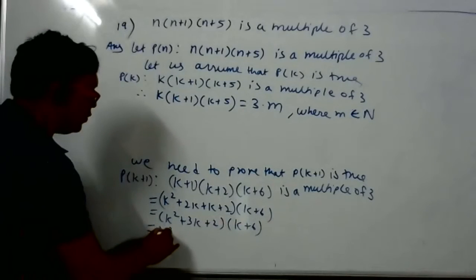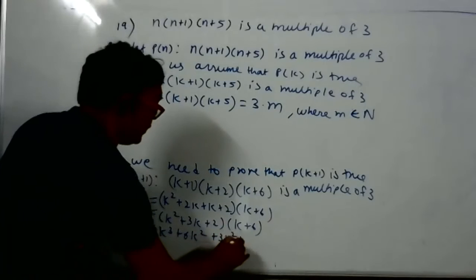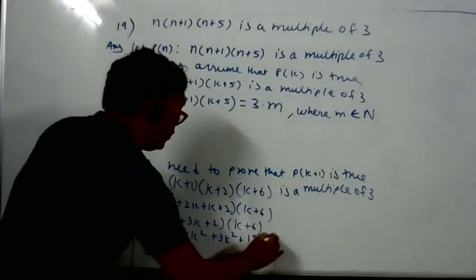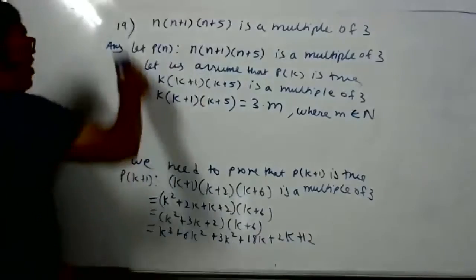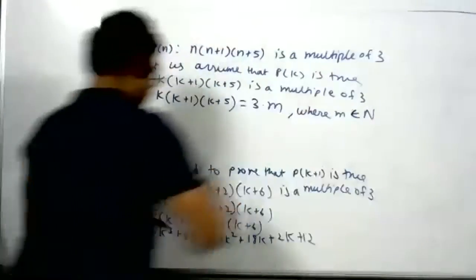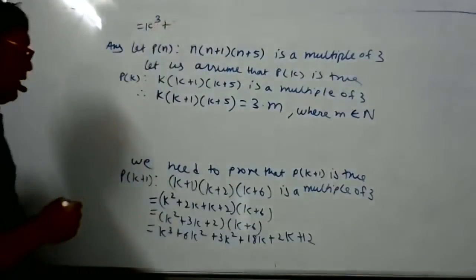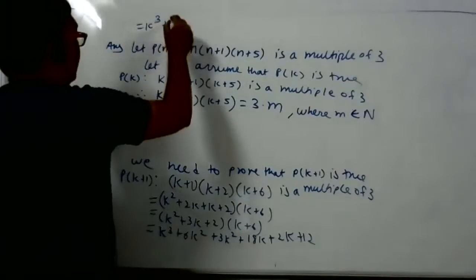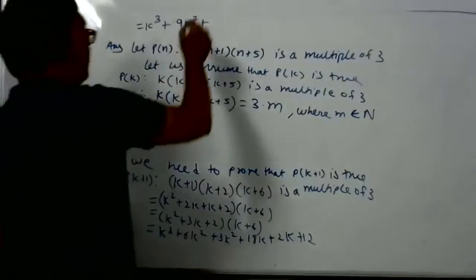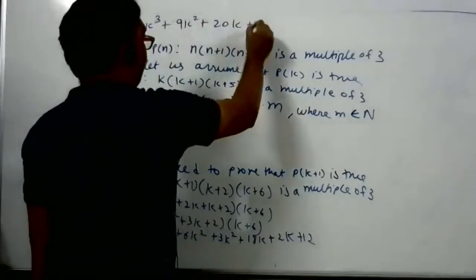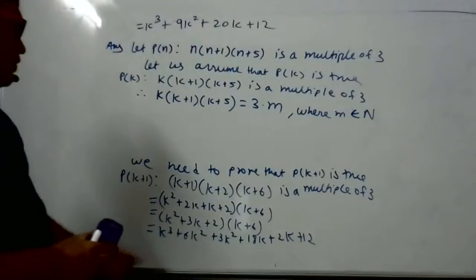K cube plus 6K square, 3K square, 18K, 2K plus 12. I think you can see the board. So how much will we get, student? We will get K cube plus, like terms we can add, 6K square plus 3K square is 9K square, plus 18K plus 2K is 20K, plus 12. This we need to prove is a multiple of 3. Nothing we did, just opened the bracket.